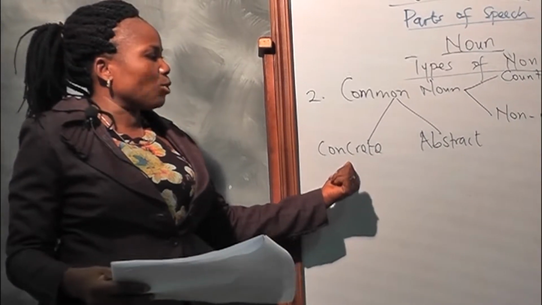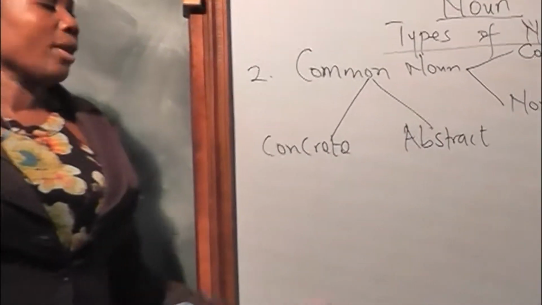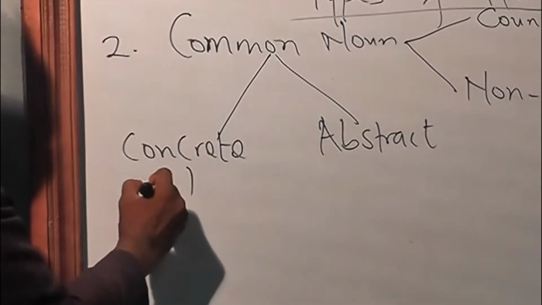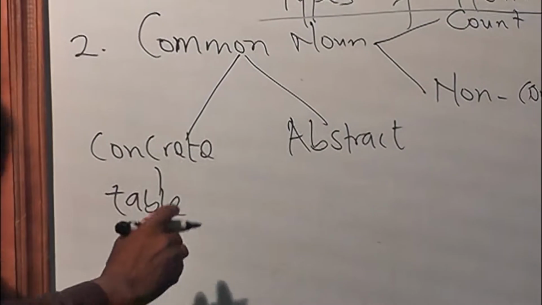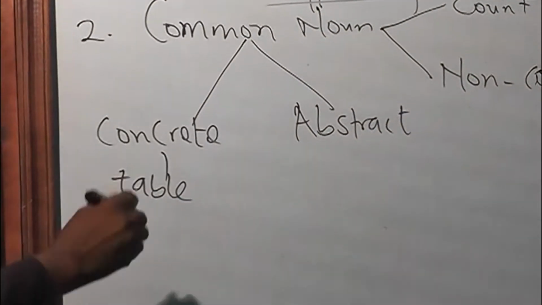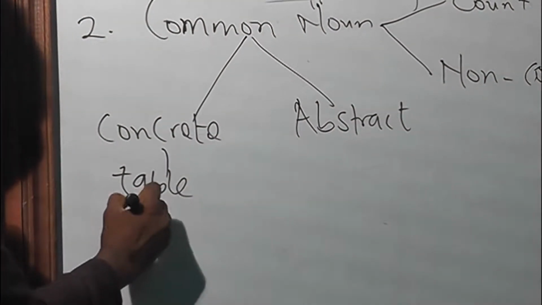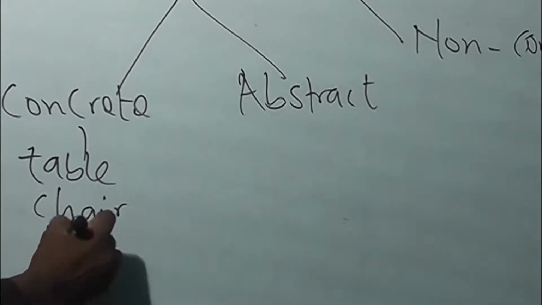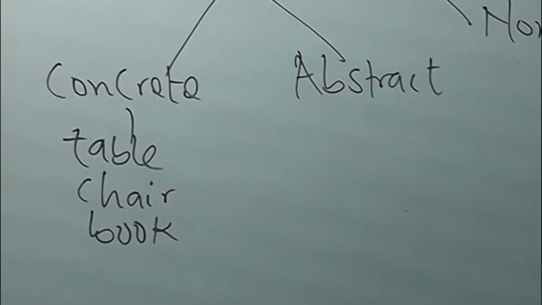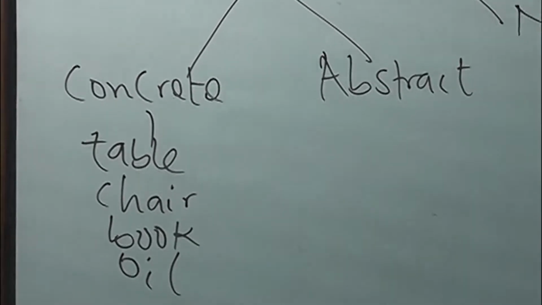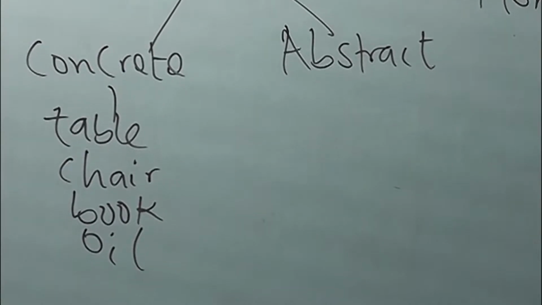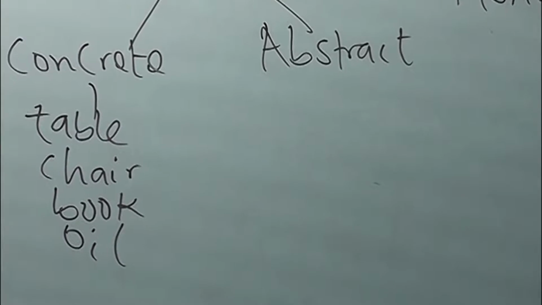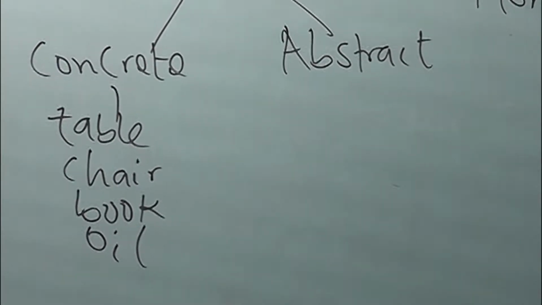Then the same thing applies to concrete and abstract. Concrete nouns are those that, most of them, fall under count nouns and not count nouns, such as table, such as chair. We can have book. Concrete can still have oil under concrete. Why? Because we can see and touch. Anything we can see and touch is concrete. You can feel them when you touch them.